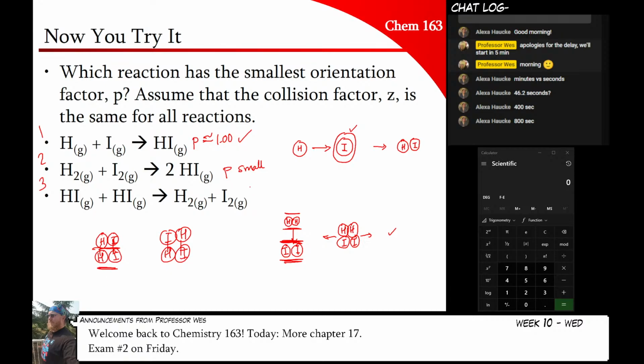So this P would be smaller, and in fact, I would predict it to be whatever this number is, divided by 2, because half the molecules would be flipped around the wrong way. I have to have a very specific orientation for them to line up so that the reaction can occur.